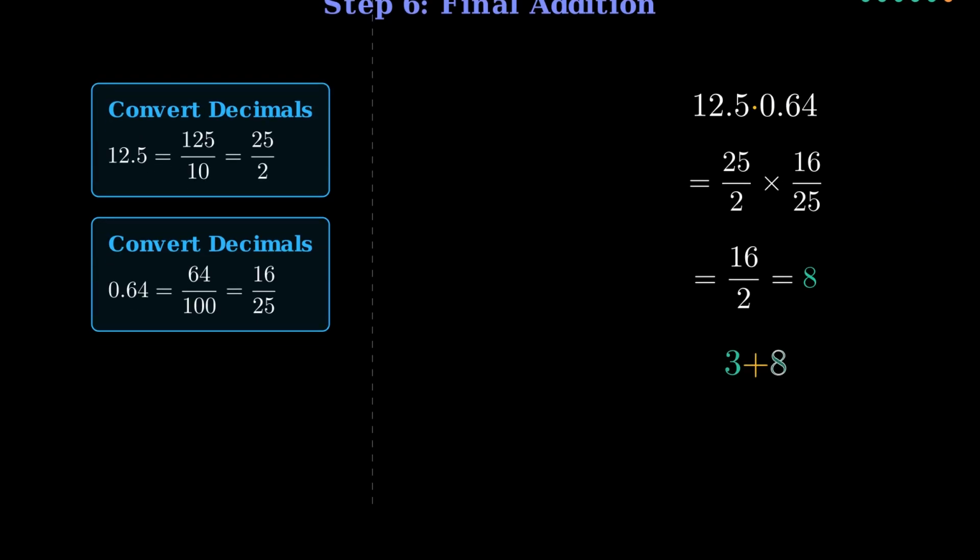Now we add our 2 results. 3 plus 8 equals 11. And there we have it. Our intimidating expression simplifies to just 11. A nice, clean integer.